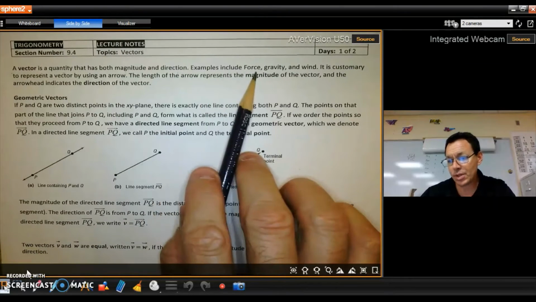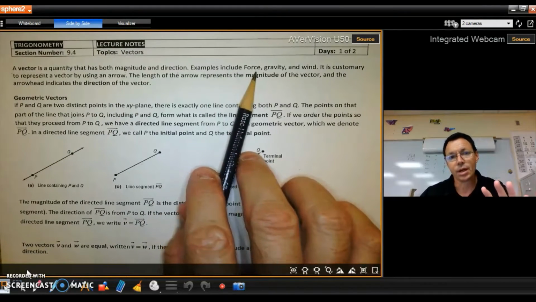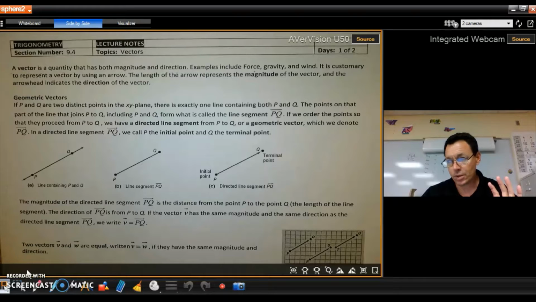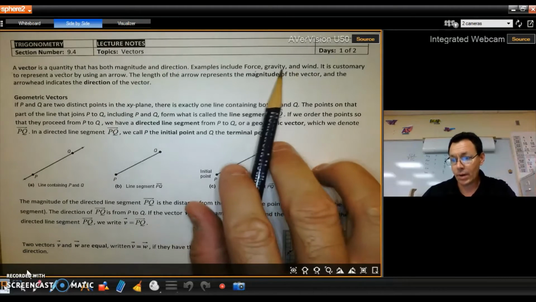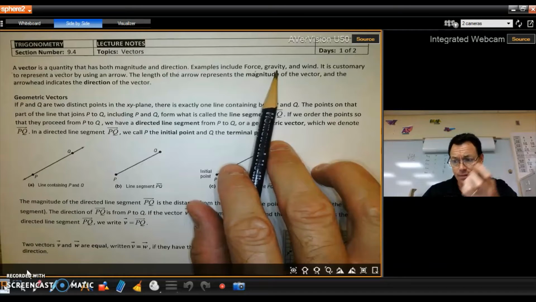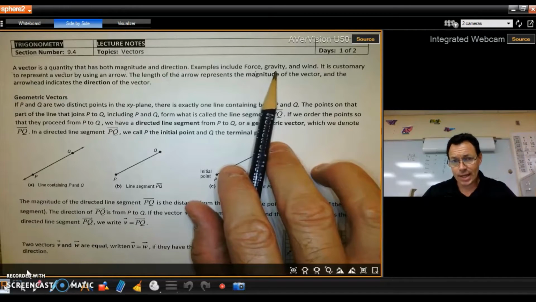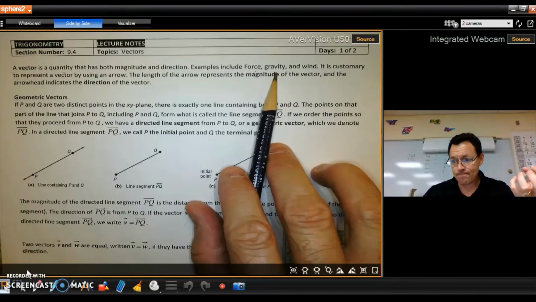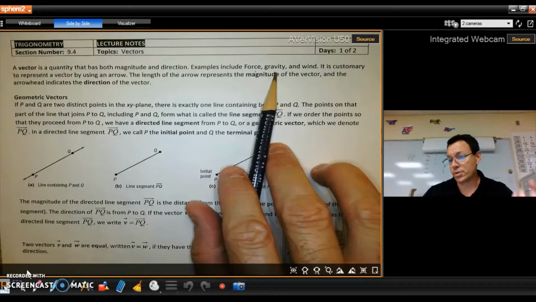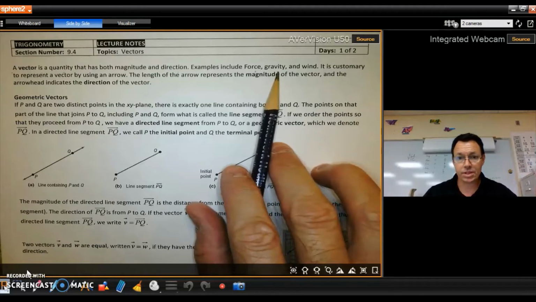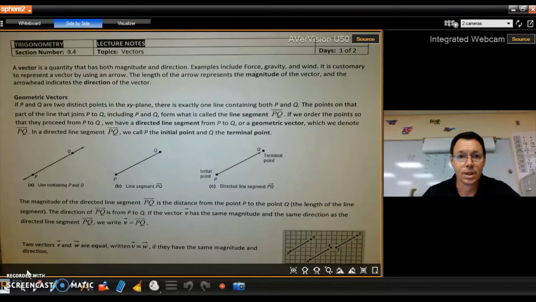Okay, so examples like force. If you push something, you push it with a certain amount of strength, and also in a direction. You can push something left or right, you can push it up, you can push it down. Okay, gravity. That's a vector. It's pulling down at a certain amount of force, and the amount of force here on Earth is different than the Moon, is different than another planet. Okay, so that magnitude can change.